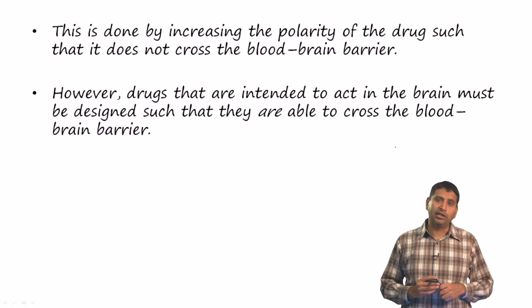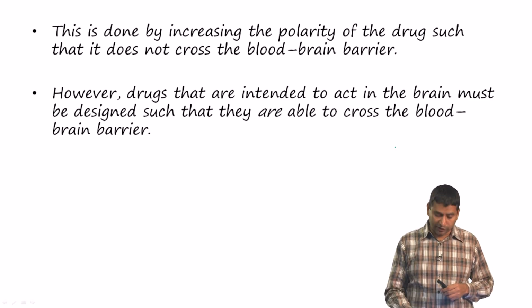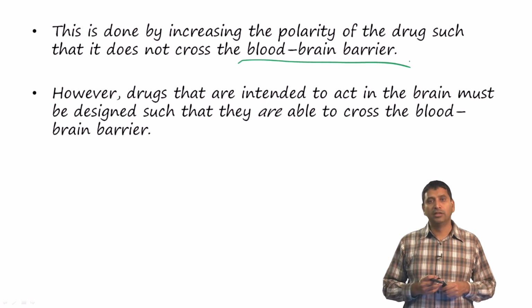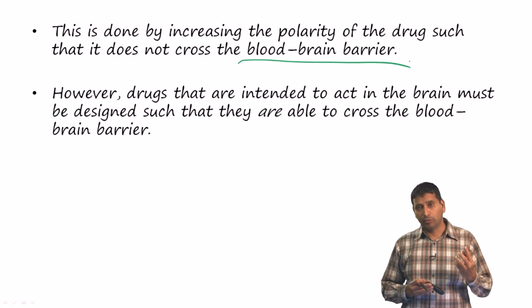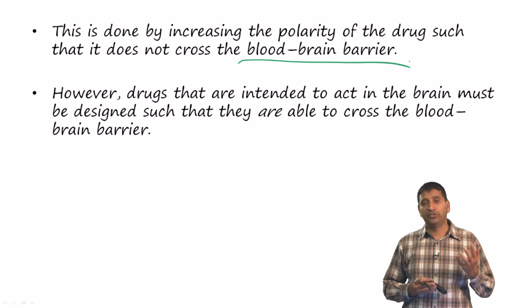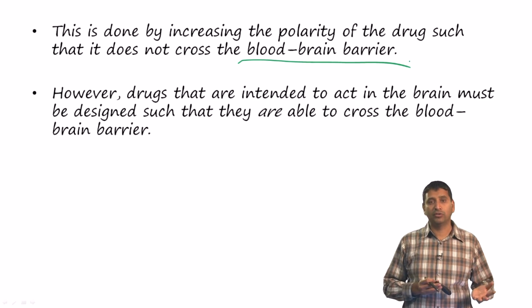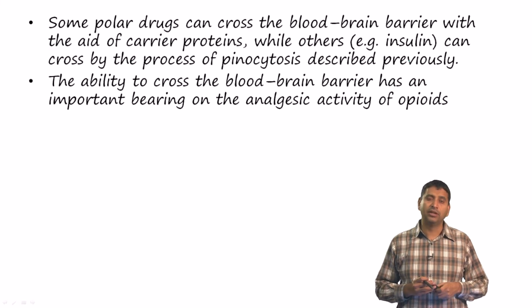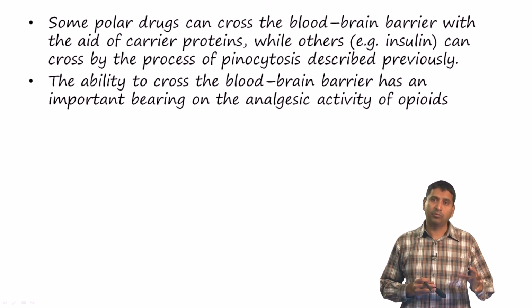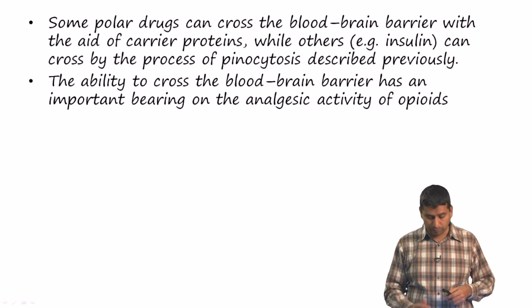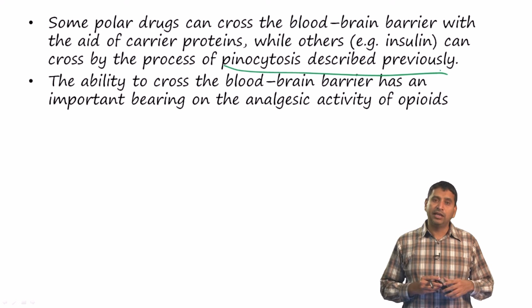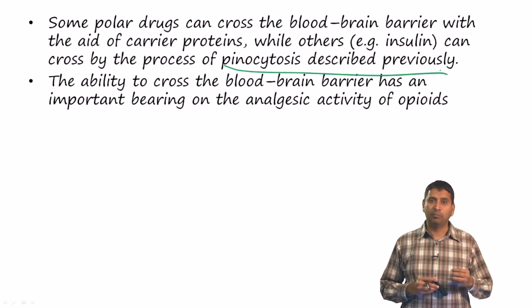Now, the way we can do it is to increase the polarity of the drug such that it does not cross the blood-brain barrier. However, keep in mind that if we have to make a drug that is supposed to go to the brain, then we should be able to design it such that it is able to cross the blood-brain barrier. Some polar drugs can cross the blood-brain barrier with the help of what are known as carrier proteins, while others can go across by the process of pinocytosis, which was described previously. The ability to cross the blood-brain barrier has an important bearing on the analgesic activity of opioids.